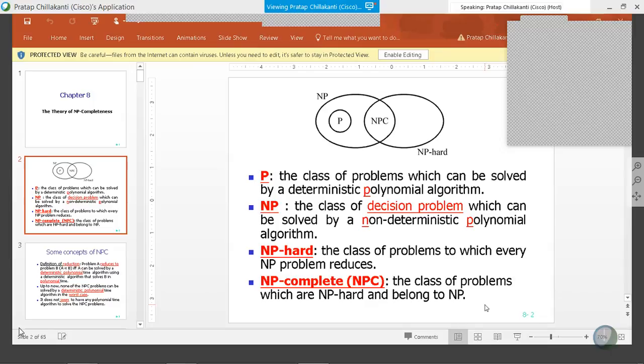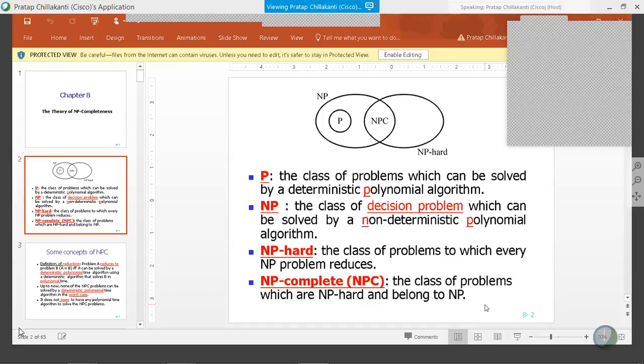So it shows through our set theory concepts where all these things fall into play. Remember, P is a subset of NP. We said that in the beginning. That's why you see the P problems there, a subset of NP. And then you have NP hard problems, which is another circle by itself.